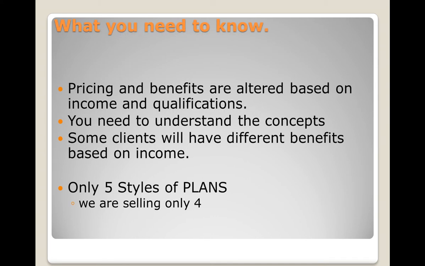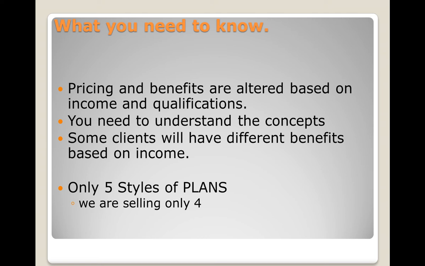So the pricing and benefits are altered based on income and qualifications. You do need to understand that. What you need to understand is that anyone that's under 250% of the federal poverty level is going to get a price variation, as you know, in the form of a subsidy. Additionally, they are going to get a cost-sharing variation, which is going to give them lower deductibles, lower copays, and a better plan. You need to understand these basic concepts because you're going to have clients that are buying the same plan but have different cost variations.